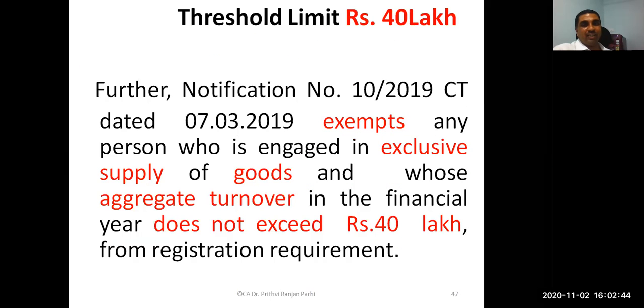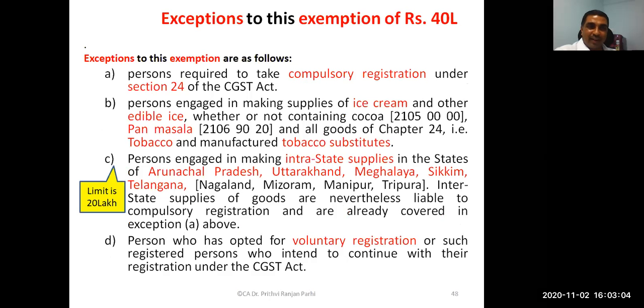This is the notification I showed you regarding the 40 lakh limit. According to this notification, if the turnover is exceeding 40 lakh, then only registration is required. If it doesn't exceed 40 lakh, then one need not go for registration. You have to compare the aggregate turnover with this. And here also I had told you there are certain exceptions to this exemption. That means this exemption is not applicable in certain situations.